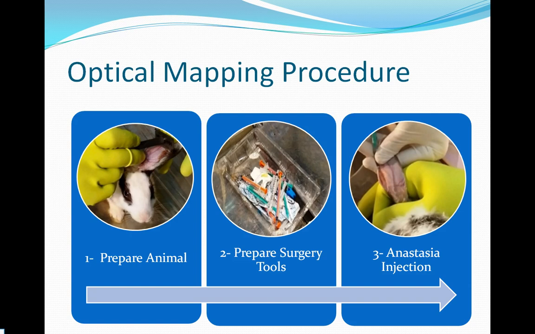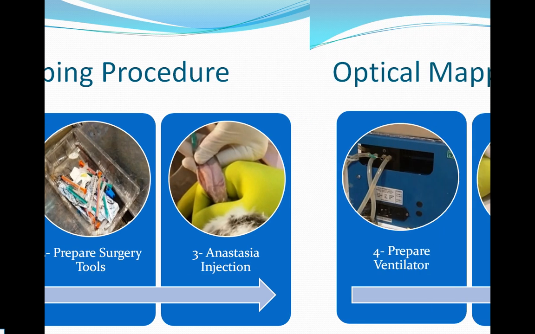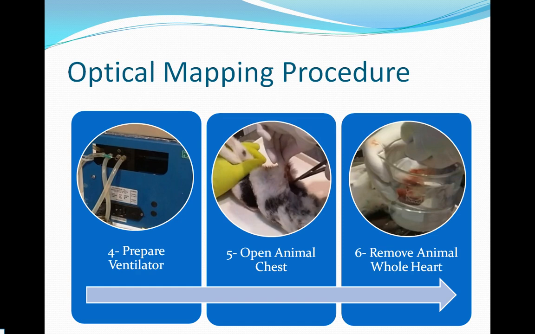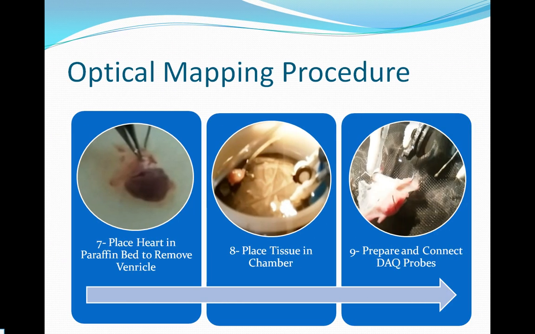The optical mapping procedure is illustrated here. First, we prepare the animal. Second, prepare surgery tools, and then anesthesia materials must be injected, here for rabbit into their ear. Then prepare the ventilator and open the animal chest. Remove the animal's whole heart, and then place the heart in a paraffin bed to remove the ventricle. Then place the tissue in the chamber and prepare and connect data acquisition probes.